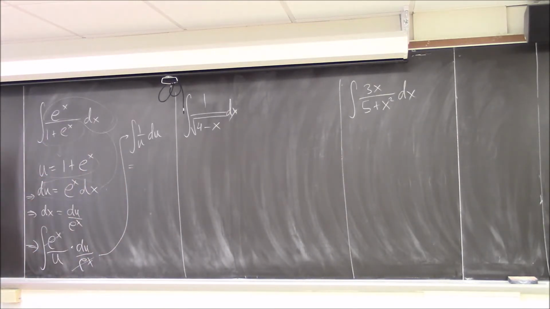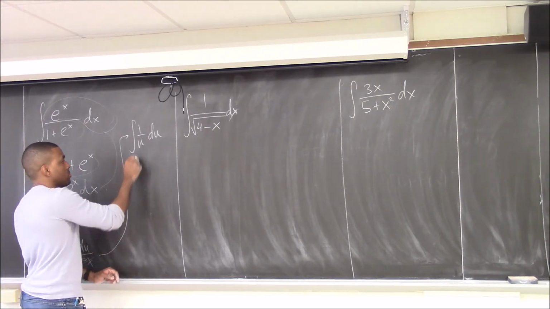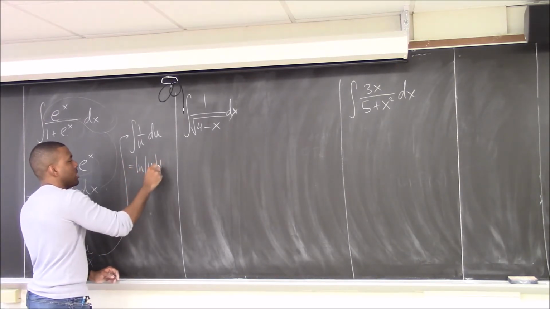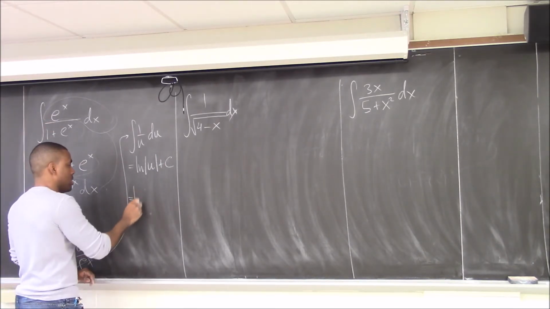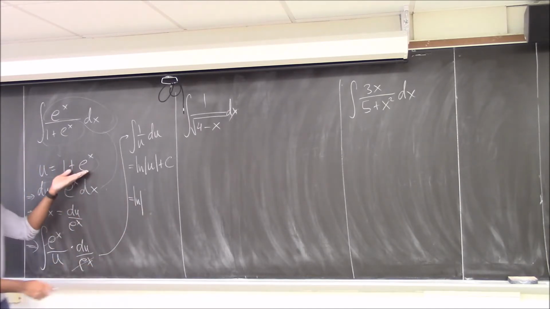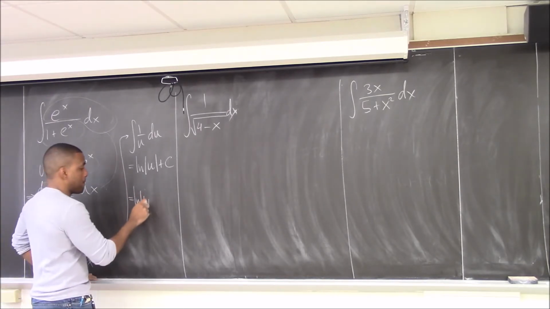And that's a lot simpler. It fits with one of our basic rules. What is that? ln of absolute value of u. That's our answer in terms of u. They asked us in terms of x, so we have to put it back. ln of 1 plus e to the x.